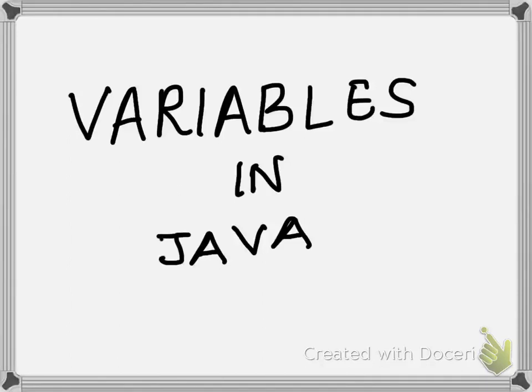Hello everybody. In this video we are going to look at variables in Java. A variable, as you are aware, is the basic storage unit in a Java program, or you can also think of it as a placeholder of some data. If you have to store some data, you usually store it in the form of a variable.